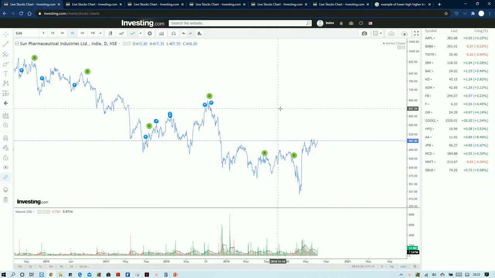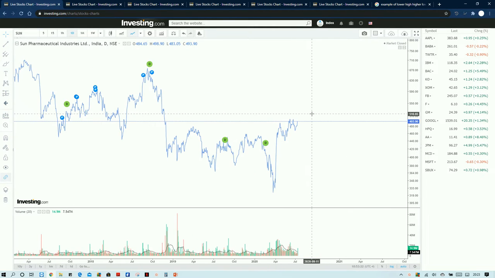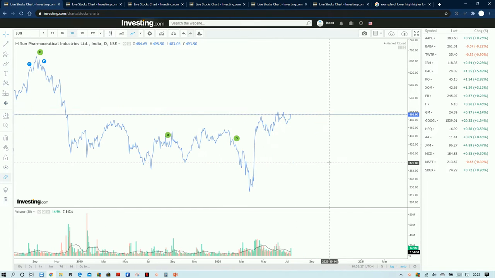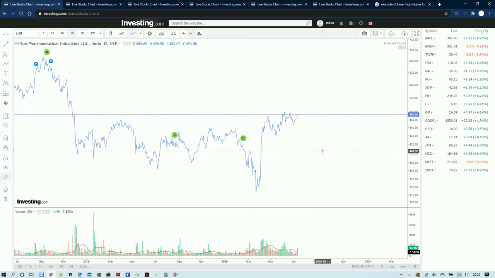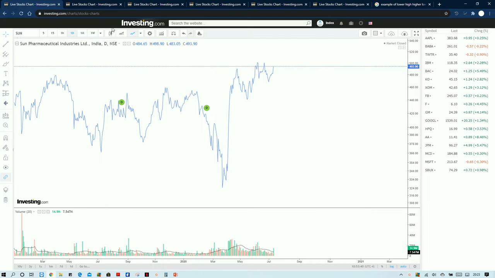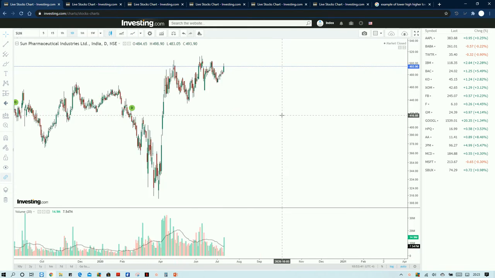You can identify the trend, but at the same time this is not enough for our entry into the stock, whether this stock will fall again or it will cross above. So what is the support point? How can we identify it by using the moving average and the trend line? Now we move on to the candlestick here.